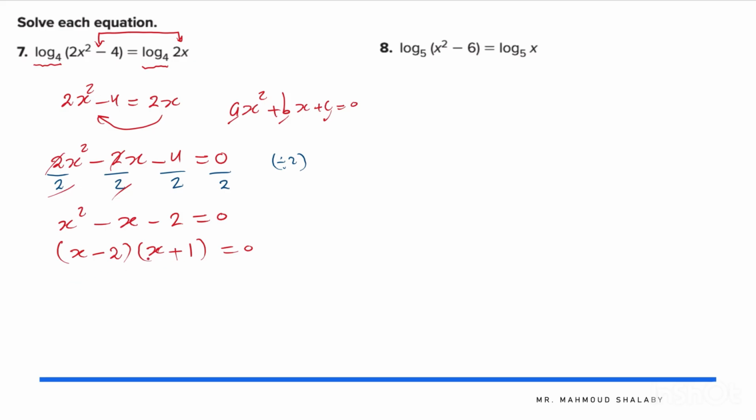Now, in this case, if I have two factors multiplied and the answer is 0, this means either x minus 2 equals 0 or x plus 1 equals 0. So one of these two factors must be 0 to give me the answer 0 here. In this case, we can say that x equals 2, and in the other case, x equals negative 1. Please be careful.